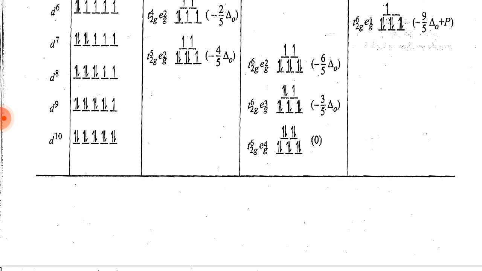In d8, this is in the case of d8, t2g6 and eg2 will be there. Value will be minus 6 upon 5 delta 0. In d9, all the 9 electrons will be there. So in t2g 6 electrons will be paired, so 3 electron pairs present, and in eg 3 electrons are there. That means 1 is a pair of electrons, 1 is an unpaired electron. Minus 3 upon 5 delta 0. Then in d10 all 10 electrons are paired. So t2g 6 electrons will be there and eg 4 electrons will be there. So the value will be 0.